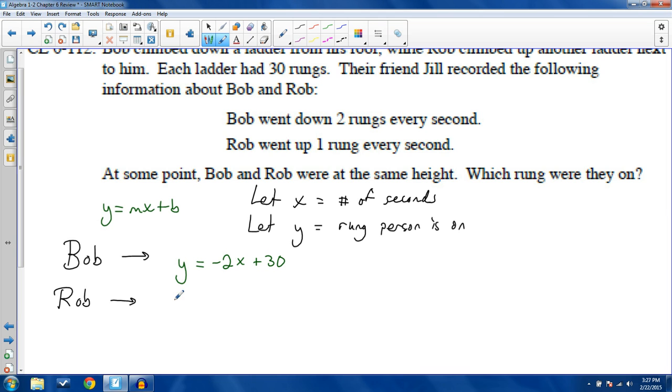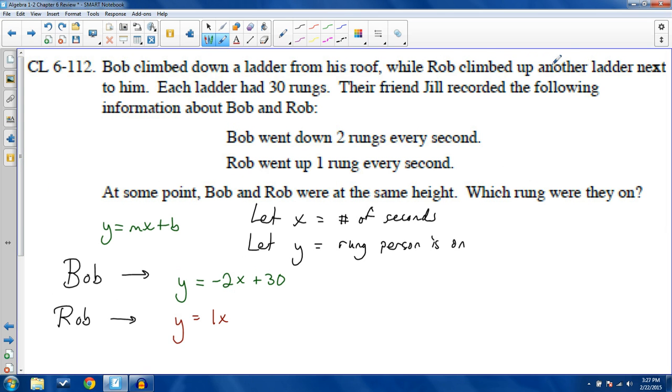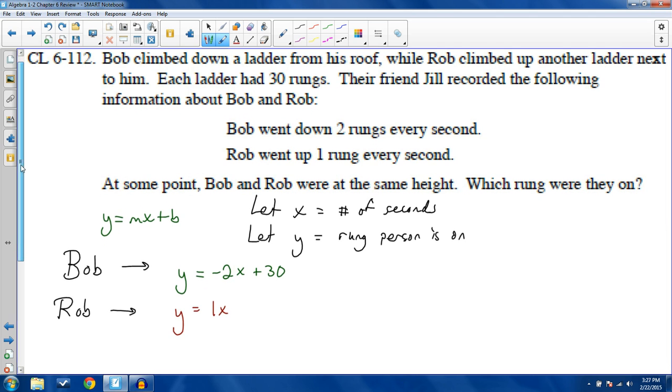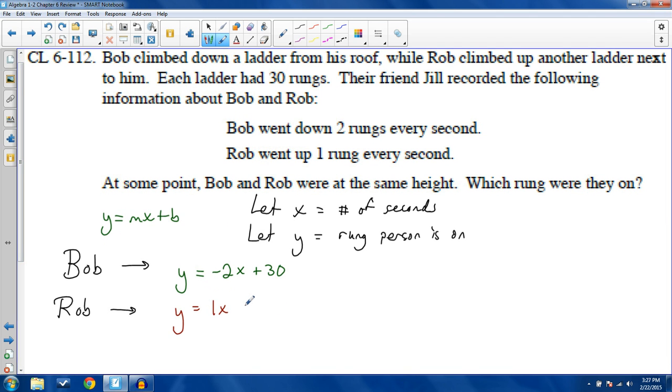Rob's equation, same idea. The rung that he is on, he climbs up 1 rung every second. So 1 rung per second times the number of seconds gives us what rung he's on. Now it says Rob climbed up another ladder next to him. The thing I don't like about this wording is it doesn't say where he started at. I want to assume he started at the ground, which means he was at 0 rungs when he started. You don't even need the plus 0, but we're good to go from there. So there's your equation. There's your system of equations, and let's solve it.